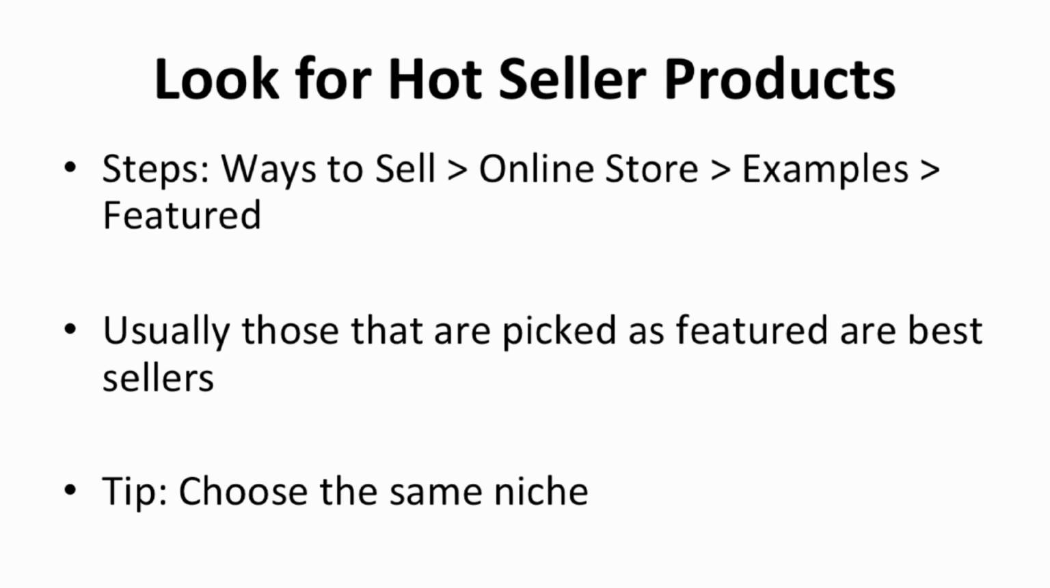After you join the affiliate program, what you need to do is look for some hot seller products on Shopify. If you are new to Shopify, you may be wondering where to look for the hot seller products. So log into your Shopify account, or even if you're on the landing page, look for the Ways to Sell tab on the top menu bar. Hover over the tab and select Online Store from the menu options that show up. Then you'll see the Examples tab below the menu bar. Click on it, and you'll be directed to the Examples page, which shows the store types on Shopify.